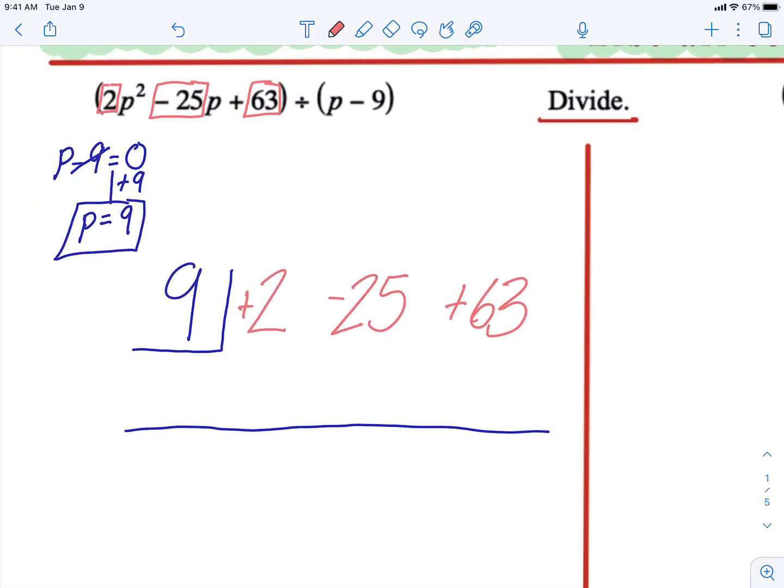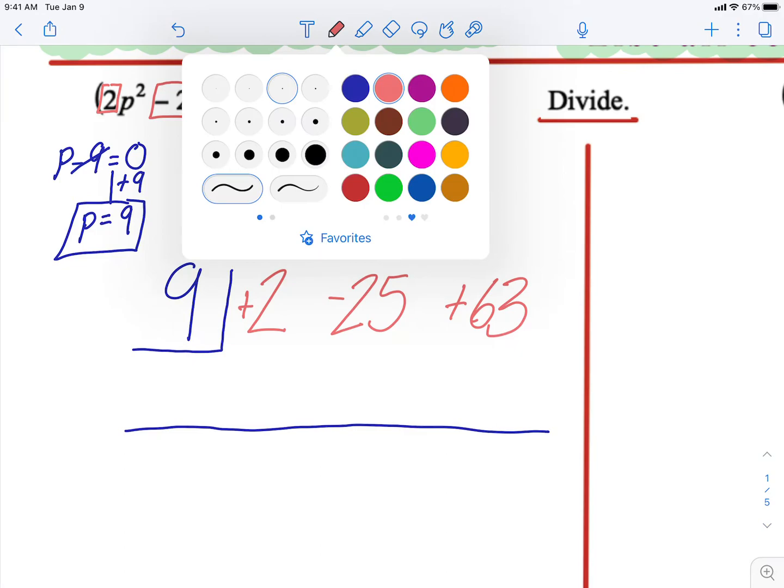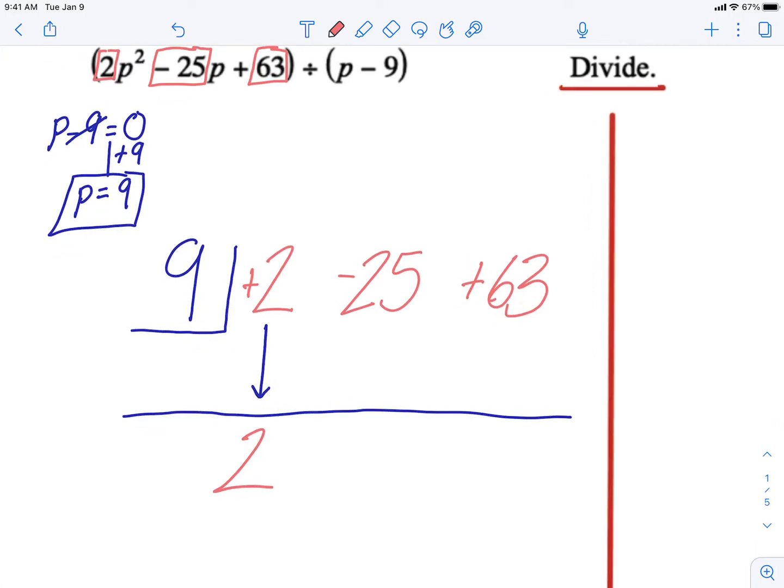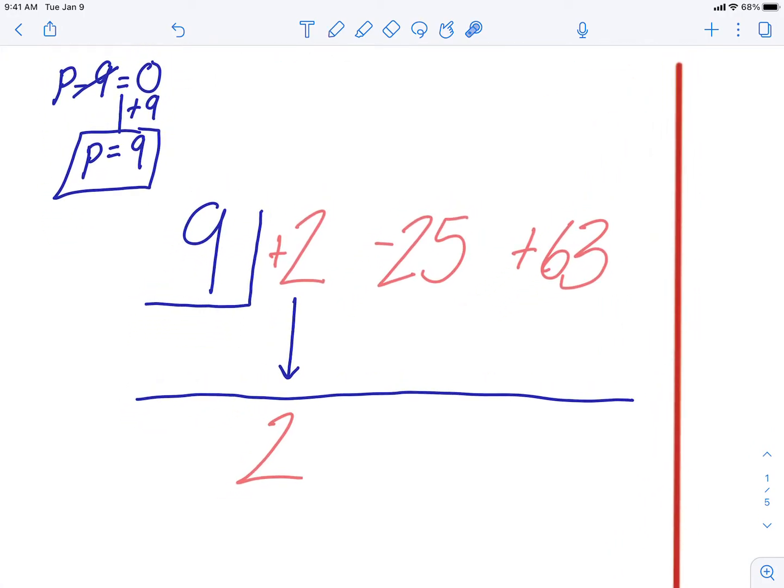Look at that. Okay. Next, I'm going to draw myself a little arrow here, like that. And that means that this 2 comes down right here. Now, watch what I'm going to do. I'm going to say 9 times 2. 9 times 2 is 18. And I'm going to write it right here under this negative 25, just like that.